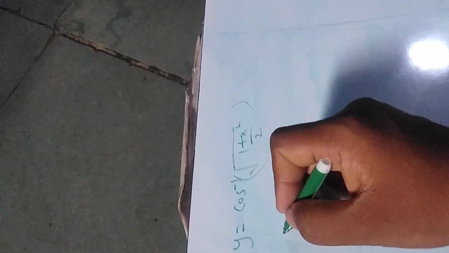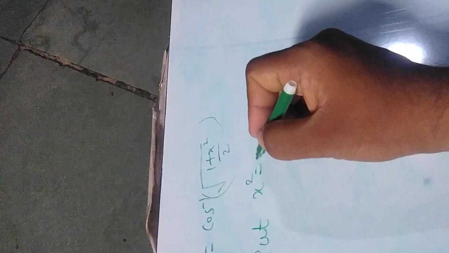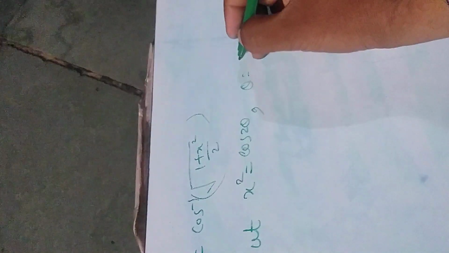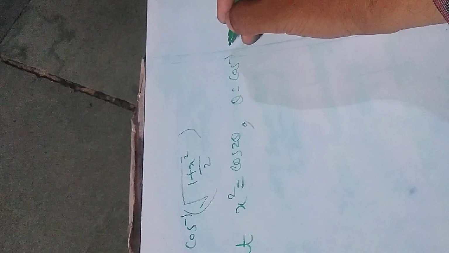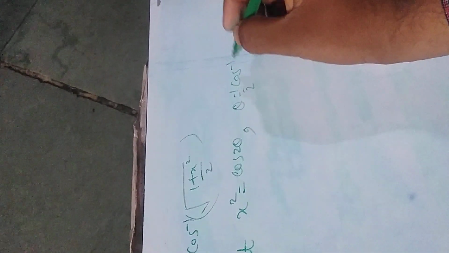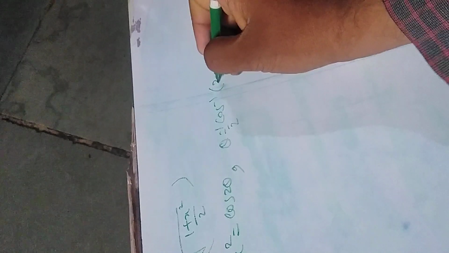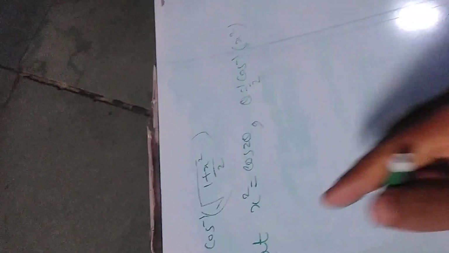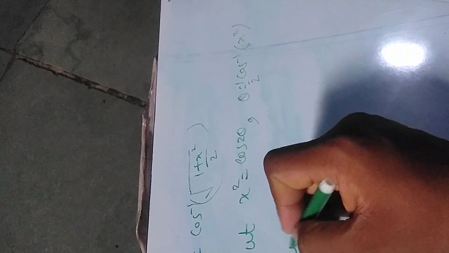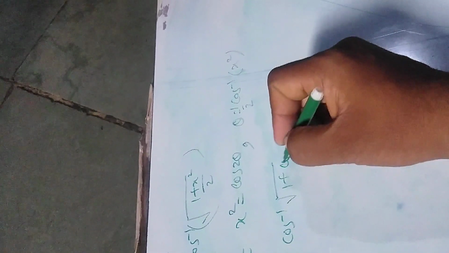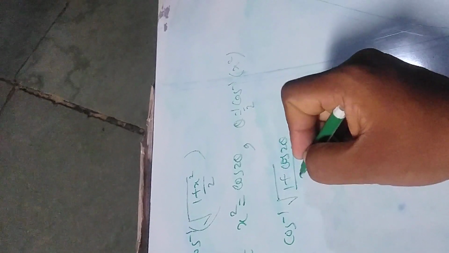So over here we are going to make a substitution: put x square is equal to cos 2 theta, and theta's value will be 1 by 2 cos inverse of x square. So in the next step, y is equal to cos inverse of under root of (1 plus cos 2 theta) upon 2.